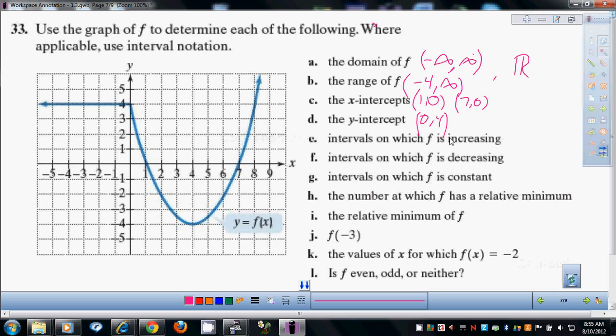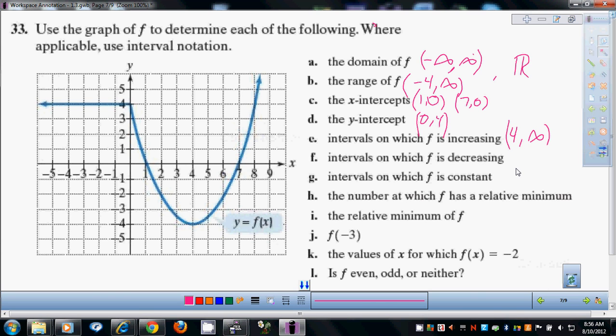Jessica, intervals of increasing. Where is it going? Uphill. Remember, this is the same problem we had earlier. You're looking at the y's, but you tell it to me in terms of x values. At what x value does it start going uphill? 4. And where does it stop? It doesn't, so infinity.